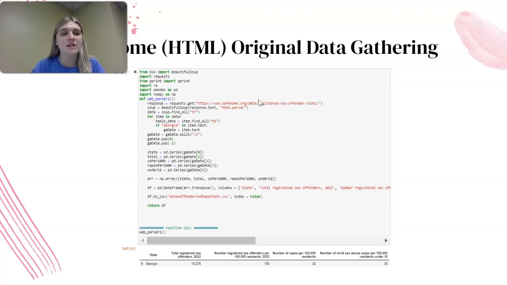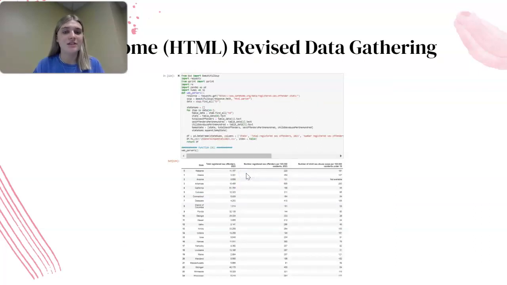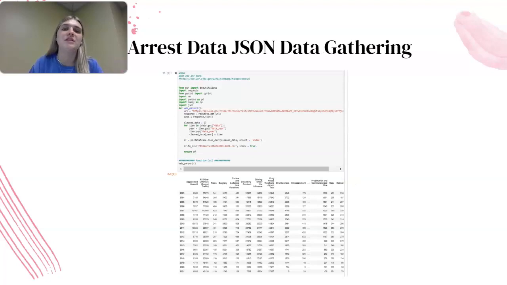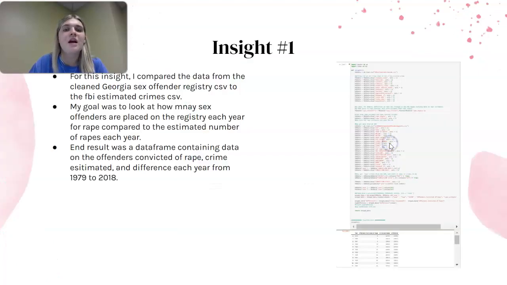For the original data cleaning of my HTML in phase 2, when I did mess up, this is what I did to only find the Georgia information. But then in phase 3, I revised it and used this code to find it for every single state so that I could compare Georgia to other states and see how Georgia ranks. For the FBI arrest data JSON data gathering, here's the code I used. It was also super simple. Like I said before, I had to use a dictionary and then write that to a data frame, but that was also just so that it looked better to read.